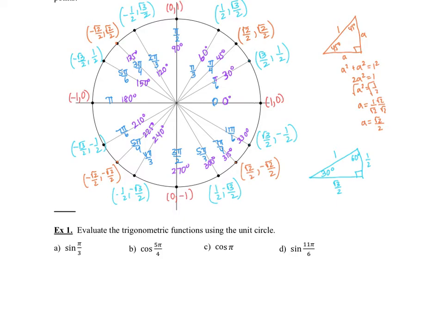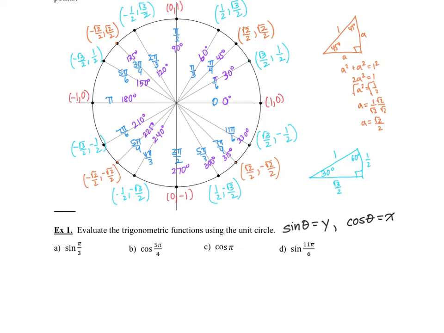So if you look at example 1, we are going to evaluate these trig functions using the unit circle. If you remember the fact from above, which you can still see, but I cannot, and that was that the sine of theta is equal to the y-coordinate if it's on the unit circle, and the cosine of theta is equal to the x-coordinate if it's on the unit circle. Okay, so let's see how that plays into this.